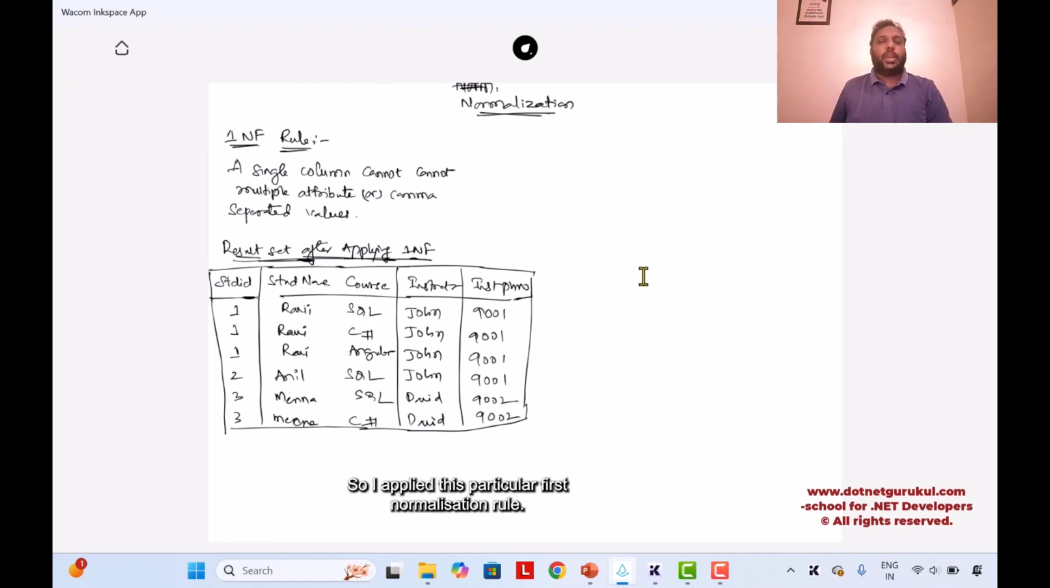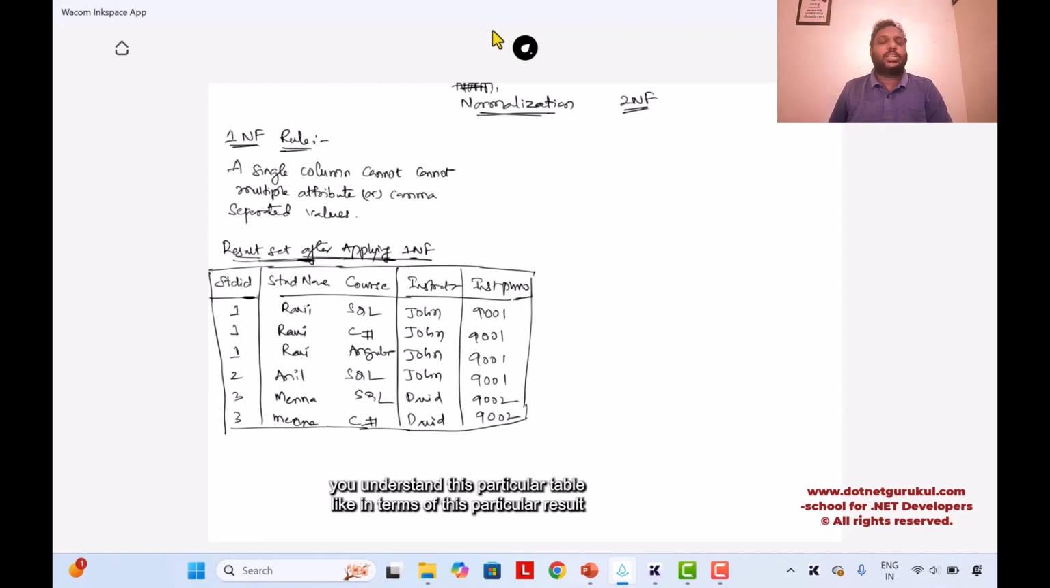Okay, so I applied this first normalization rule, and I made sure each particular column has a single value. So there will be no multi-valued attributes. Each column has a unique value. Once this is done, I'm happy with respect to this table, as it has no comma separated values. Now we need to understand the problem here in terms of the second normalization form. So let's understand the second normalization form.